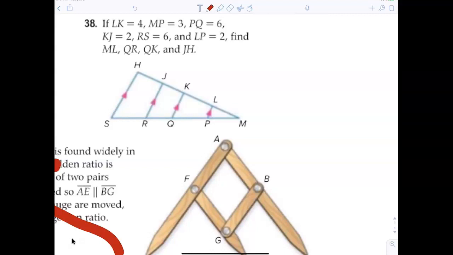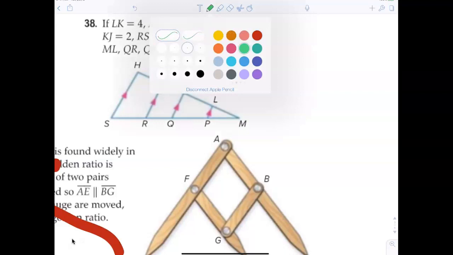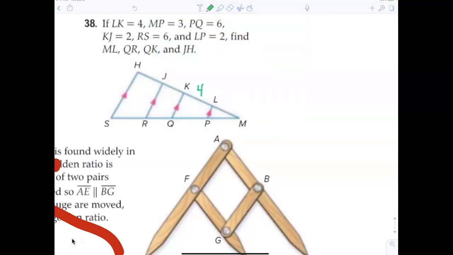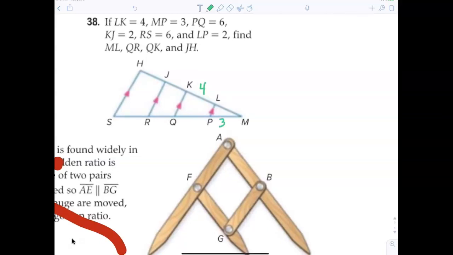All right, so here we go. Let's see if I can label this. LK is 4. MP is 3. PQ is 6. KJ is 2. RS is 6. LP is 2. Okay, so now we want to find ML, QR, QK, and JH.